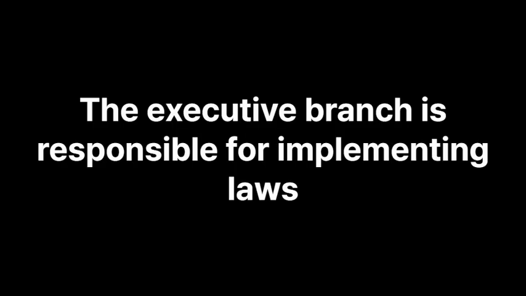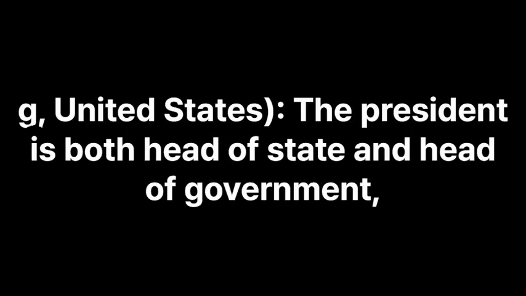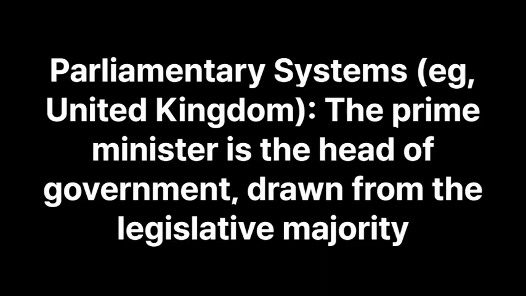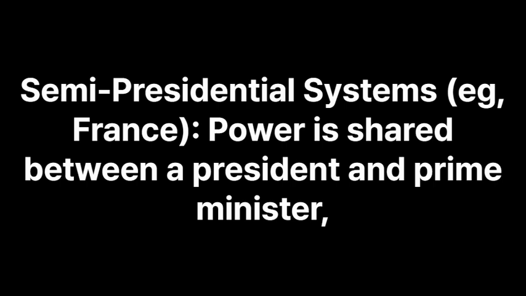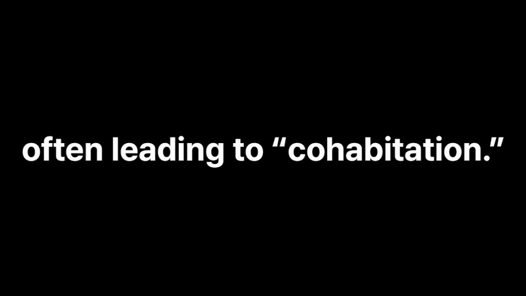1.1. The executive. The executive branch is responsible for implementing laws and managing state affairs. Presidential systems, e.g., United States. The president is both head of state and head of government, elected independently of the legislature. Parliamentary systems, e.g., United Kingdom. The prime minister is the head of government, drawn from the legislative majority. Semi-presidential systems, e.g., France. Power is shared between a president and prime minister, often leading to cohabitation.